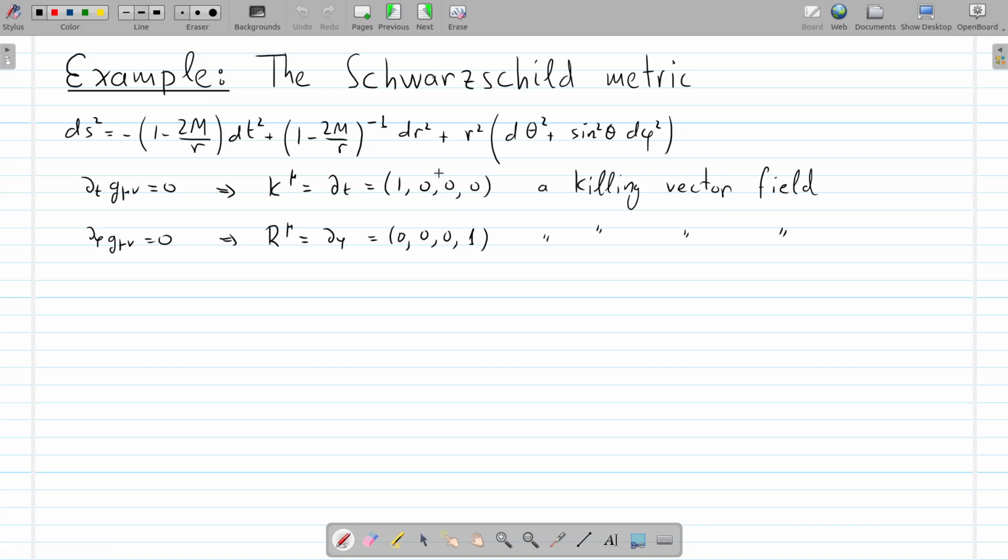We also notice by inspection that all metric components are also phi independent. Therefore, the phi is also a Killing vector field, and its components in this coordinate system are 0, 0, 0, 1. There are no other obvious Killing vector fields because the other components of the metric are r and theta dependent.